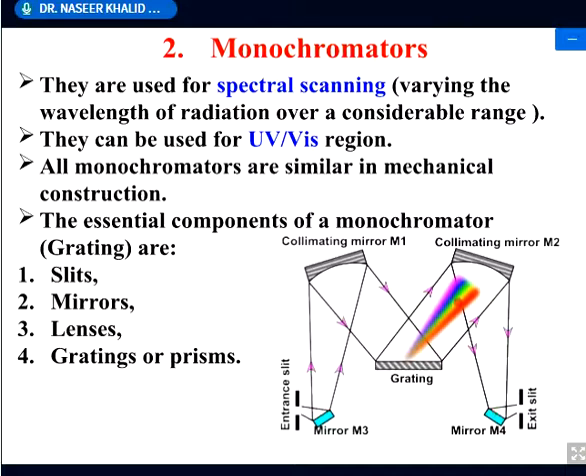Now here is the region. For example, if we move this here, only this red color can be emitted from the exit slit. If we move to a different angle, for example, violet color, it will be deflected out of this slit. So we are getting it in the sample container.